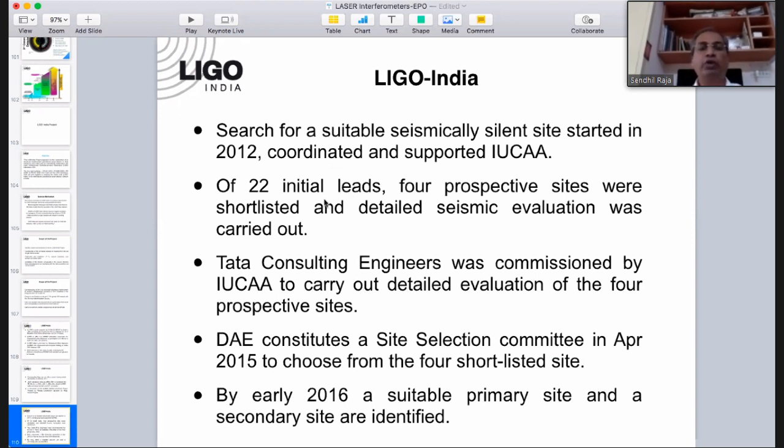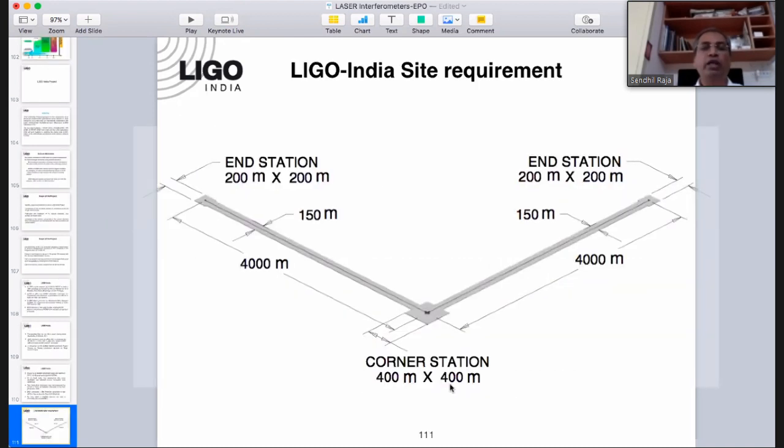Initially 22 sites were shortlisted, and out of which 4 prospective sites were chosen based on the seismic evaluation. And Tata Consulting Services was asked to carry out a detailed engineering evaluation of all 4 of them. And DAE constituted a site selection committee, which shortlisted 2 sites, a primary site and a secondary site. The site required is, as I mentioned, pretty specific.